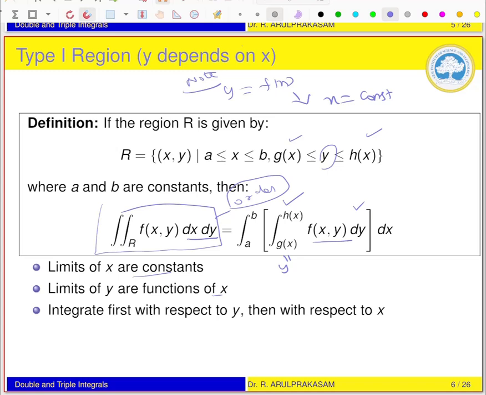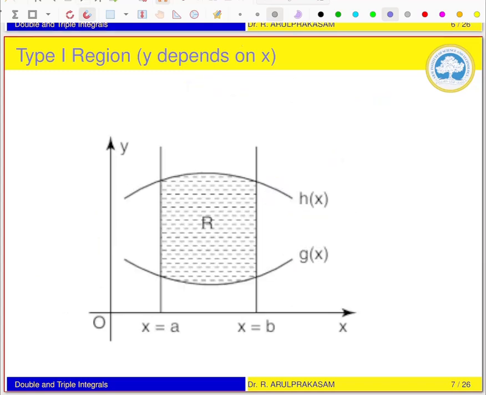This is the defined form of the double integral evaluation process. Next I can move on to the geometrical, graphical representation of these limits and the region of the integral. Here x must be constant. So x is equal to a, and x is equal to b. x equal to a is a line parallel to the y-axis.